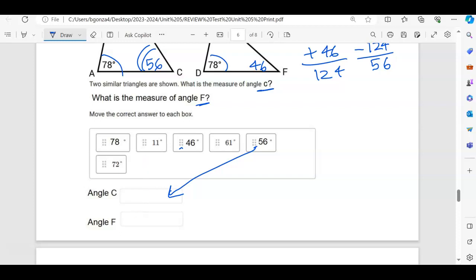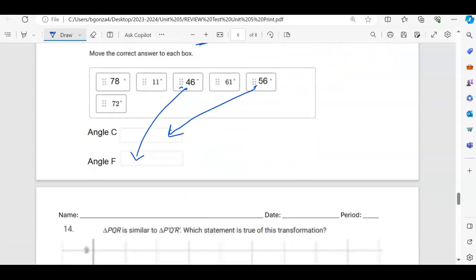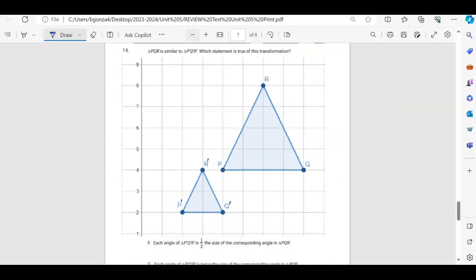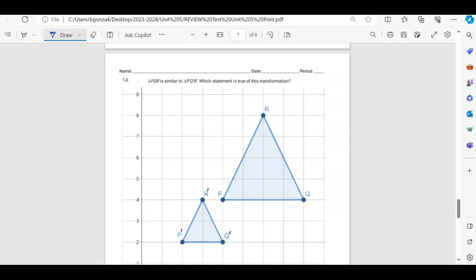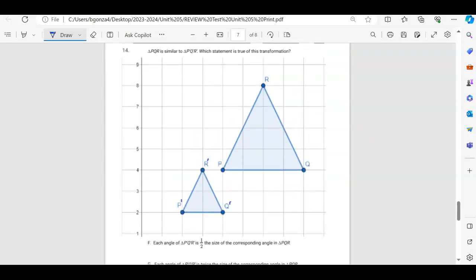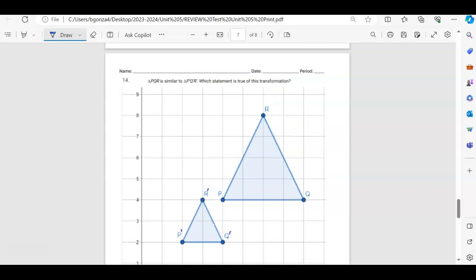This pen is jacked up. Okay. 14. We got PQR. We got P prime, Q prime, R prime, which is true on this transformation. So remember, it goes from original to new. So let's count some sides here. Let's go PQ. P to Q is 1, 2, 3, 4. P prime, Q prime, that's 2.